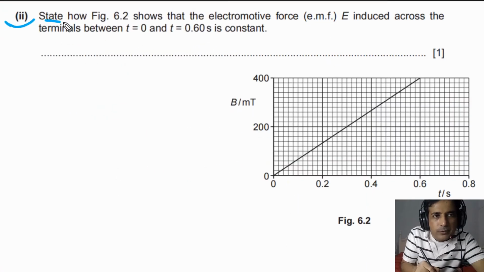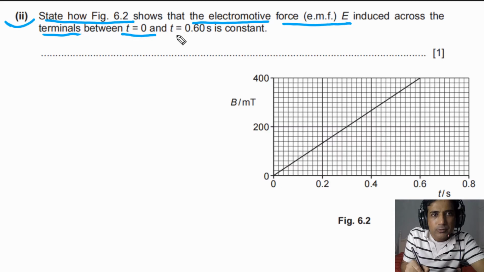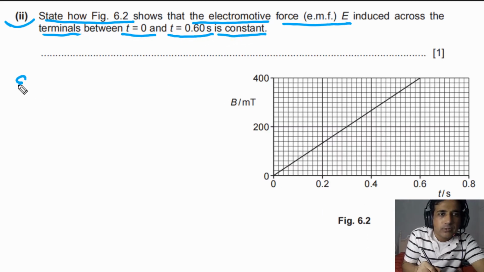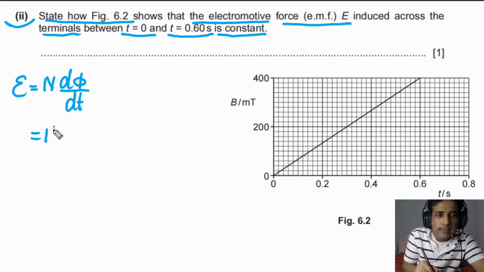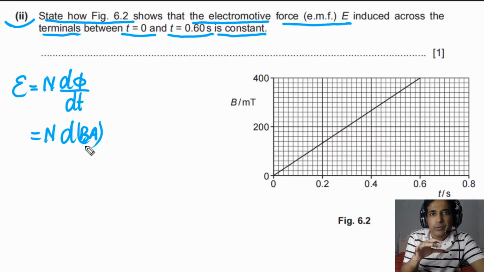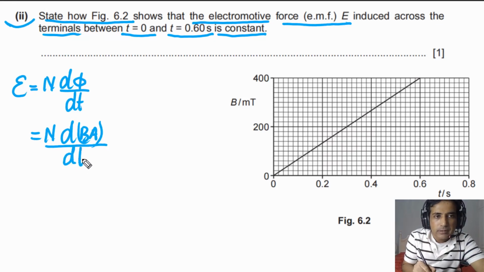For the second part, we need to state how figure 6.2 shows that the electromotive force induced across the terminals between time t equal to 0 and time t equal to 0.60 seconds is constant. Let's try to understand this with the help of EMF. EMF is equal to N dΦ/dt. If we expand flux, we can write flux is equal to BA, because the plane of the coil is perpendicular to the magnetic field. So we do not need to consider the angle because the angle is 0, so cosine of 0 is equal to 1.